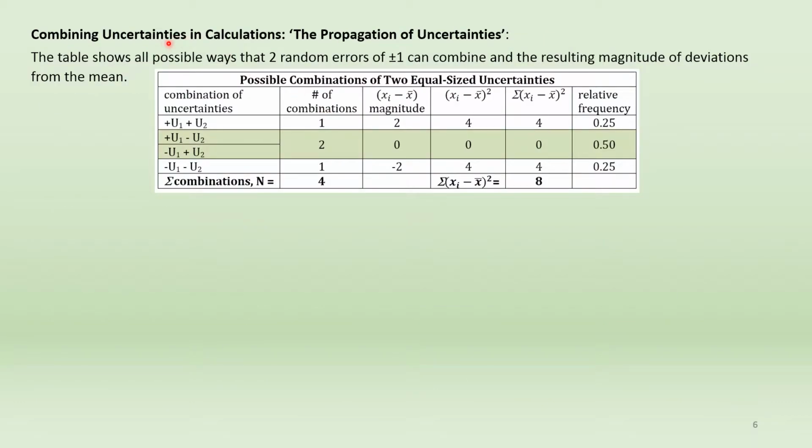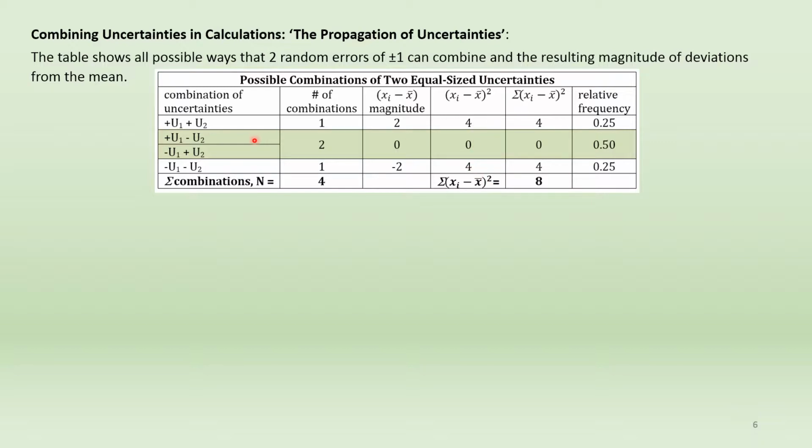This table shows all the possible ways that 2 random errors of plus or minus 1 can combine and the resulting magnitude of the deviations from the mean. So remember that the errors are plus or minus 1, but I'll just represent them by these symbols, uncertainty 1 and uncertainty 2. Now it is possible that both of these uncertainties could be positive 1 and positive 1. There's only one way that can happen, so that's one combination. When that occurs, the total uncertainty, plus 1 and plus 1, would be plus 2. I'll discuss the rest of the table in just a moment.